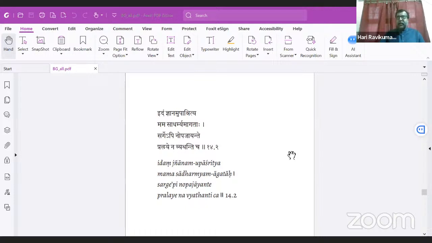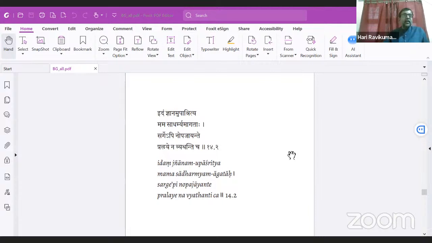So, contemplating on this wisdom, they have reached the supreme state and they remain unaffected by creation or dissolution. Idam jnanam upashritya, having taken refuge in this knowledge, having offered their focus to this knowledge, spending time contemplating on this knowledge, mama sadharmyam agataha, they have reached my state, they are as good as my state, they have reached the supreme state.